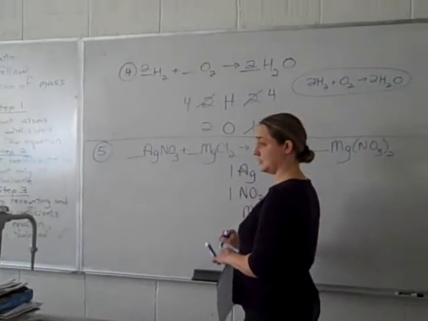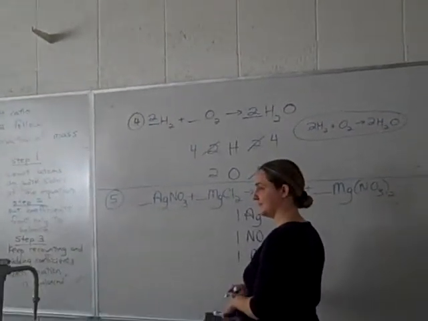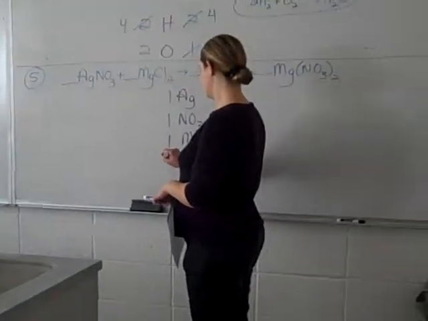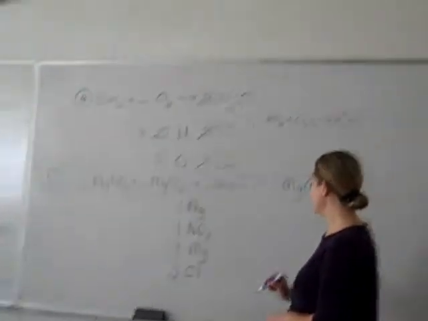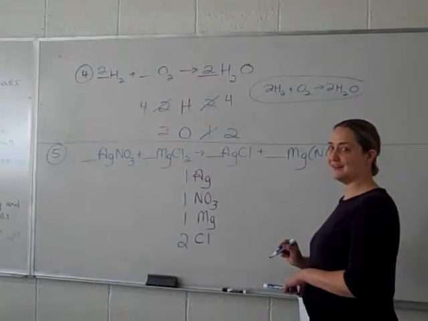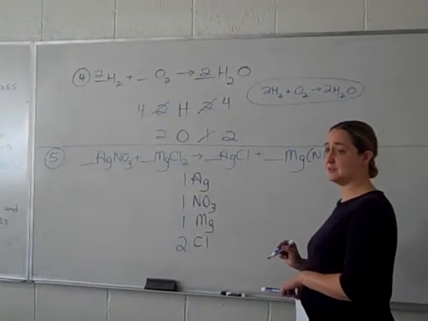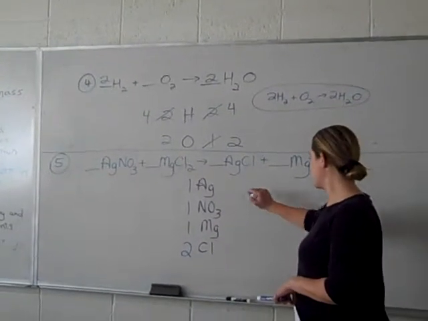Yes. 1. It's 3 oxygens, but it's 1 nitrate. 1. 2. Yep. Okay. Who can count the right side now? Maybe Nick. No, not yet. James? 1. Okay, we've got 1 silver.